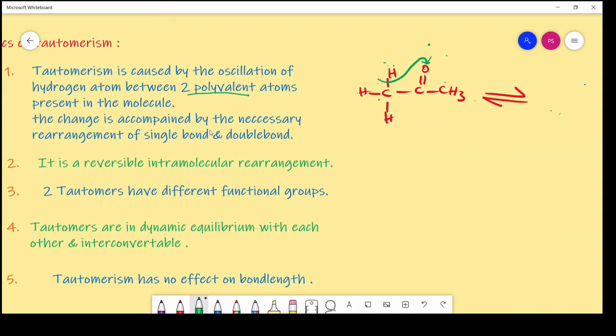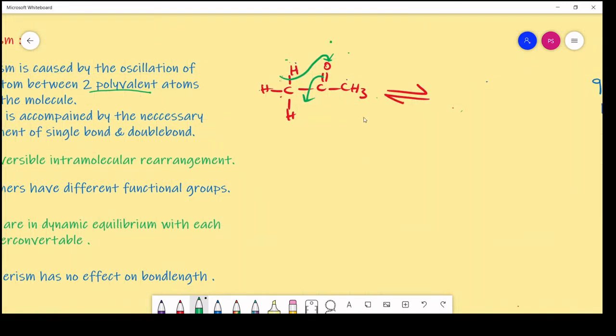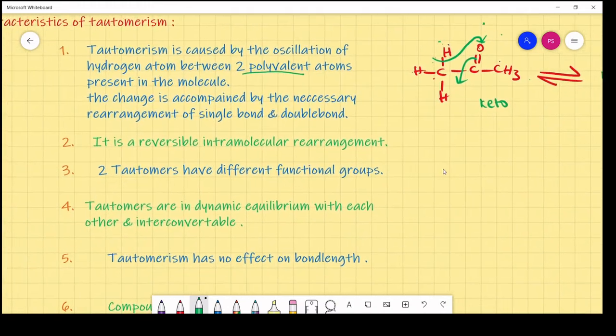The change is accompanied by the necessary rearrangement of single bond and double bond. So in this compound, the double bond is shifting from here to here. The resulting compound looks like CH2 double bond C OH CH3. This is the enol form. This is the keto form, because this is the keto functional group. This is the enol functional group: en means double bond, ol means OH functional group. So I think the first characteristic is clear for you.